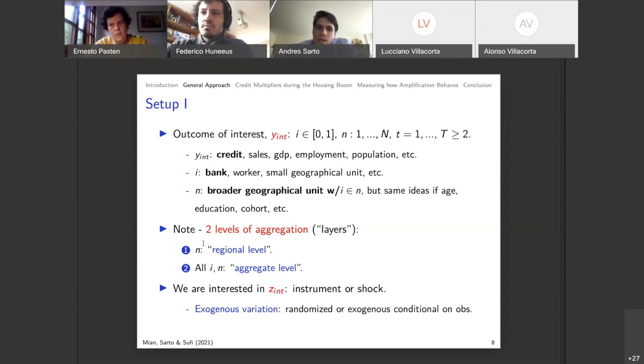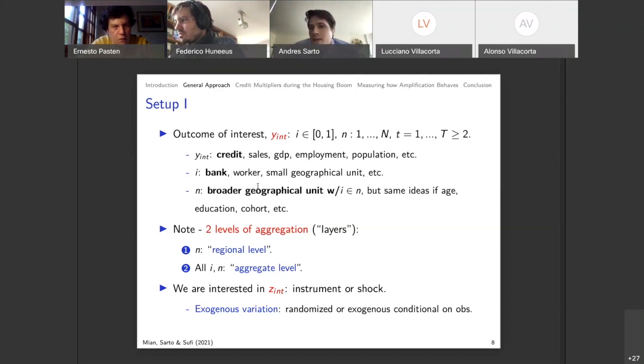So note that we have two levels of aggregation here. We have the regional level. Again, this could be any grouping, but in our case, it's going to be the regional level, where only some of the cross-sectional units belong. And then we have the aggregate level to which all of the cross-sectional units belong.